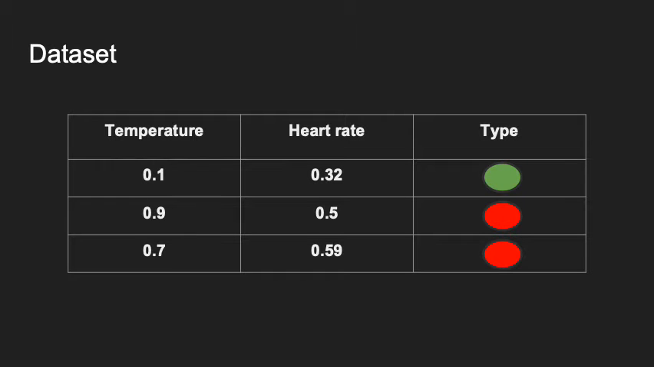So let's move to supervised learning. This is an example of a supervised learning data set. You have temperature, you have heart rate, and basically you have two types. This could be like two different diseases or two different conditions. You have the green one and the red one. You can see that on the left you have the inputs, and on the right you have the type, which is the label.